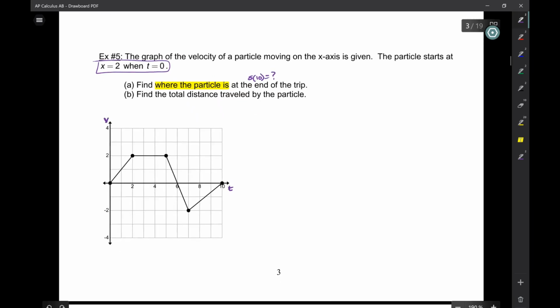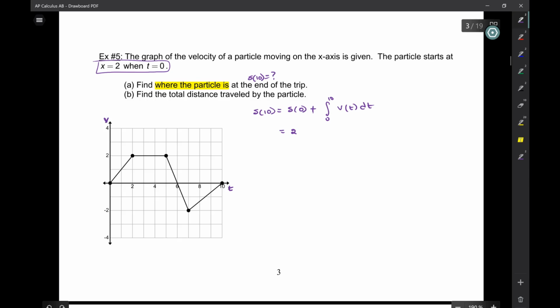So what is s of 10? S of 10 is s of 0, where it was originally, plus the total amount it was displaced from 0 to 10. That's a plus, correct? Not a t. So s of 0 is 2. Originally, it was at x equals 2. And then how much of a displacement was there?